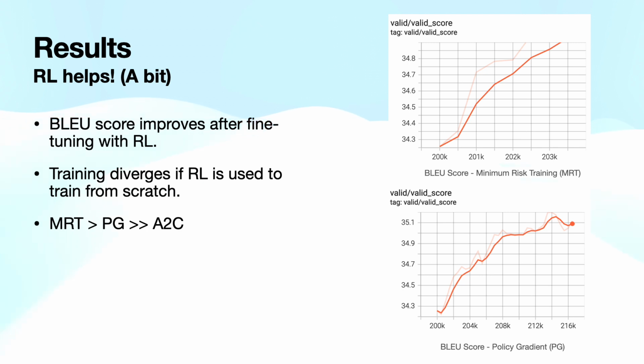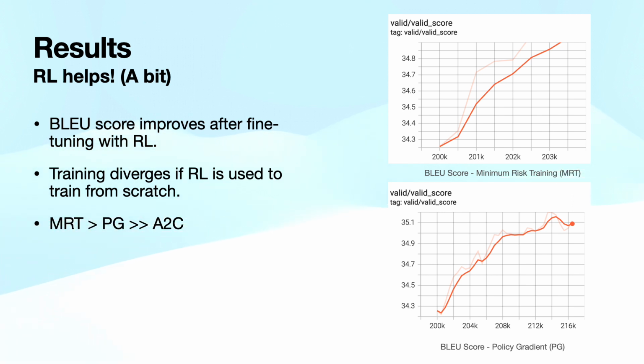Based on our experiments, we observed that training NMT models from scratch using RL is not stable as the training diverges. However, if RL is used for fine-tuning a pre-trained model, we observe an improvement in the BLEU score. We can observe from the graphs of the validation BLEU score during training that both policy gradient and minimum risk training methods are able to improve the performance of the baseline NMT model by approximately 1 point.